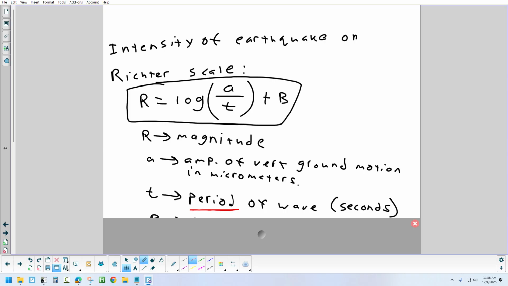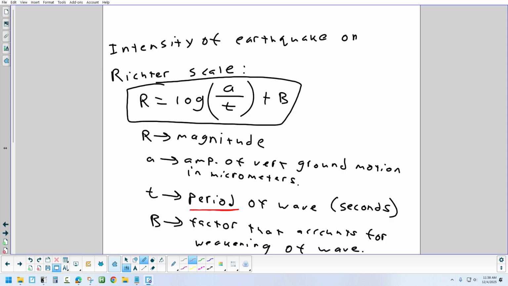If the period is really short, that means waves are coming in fast. That's going to cause more damage. If the period is really long, like a minute, that means you're only getting one wave every minute. That's a lot slower. That's less damage. So how often the waves from the earthquake are hitting you, that controls it.